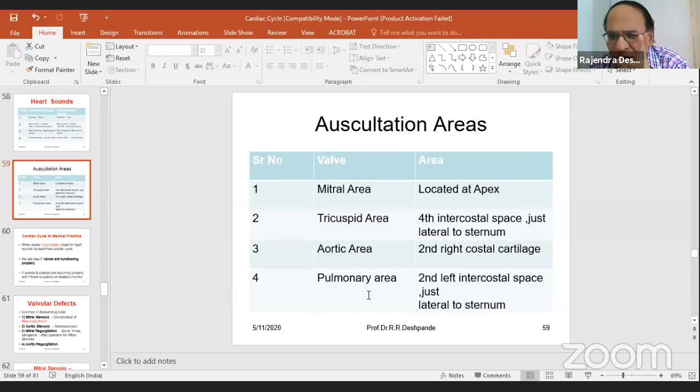All valves are behind the sternum. Write down, very important. It is a misconception in the mind of students. You are examining in these places the sound of the valve because that sound is transferred from that valve to that area. Properly, very significantly.